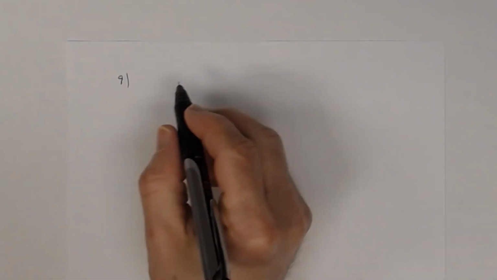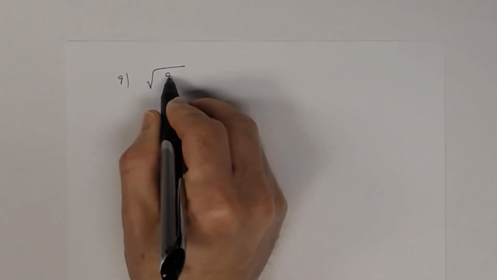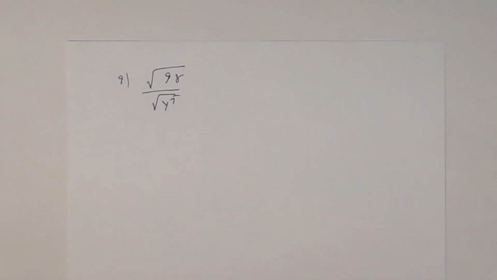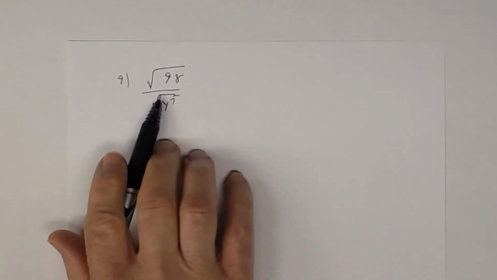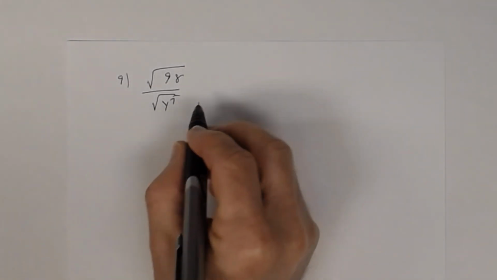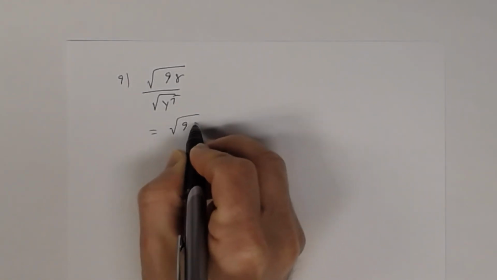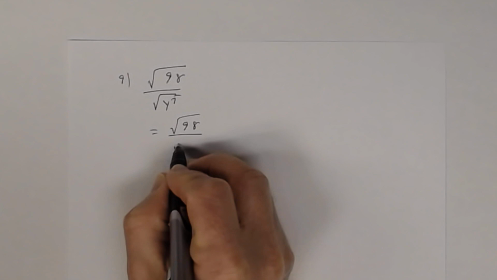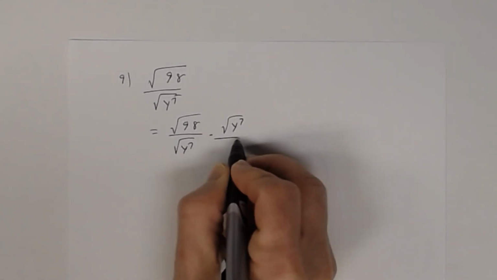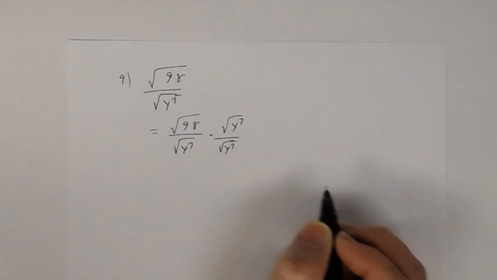All right, number 9, we have the square root of 98 divided by the square root of y to the 7th. There are multiple approaches you can take, but the easiest thing to do with this, to get rid of that square root, is just multiply numerator and denominator by that square root. That's the easiest thing to do. So let's do that. So I get the square root of 98 divided by the square root of y to the 7th. So I'm going to multiply both numerator and denominator by that denominator.